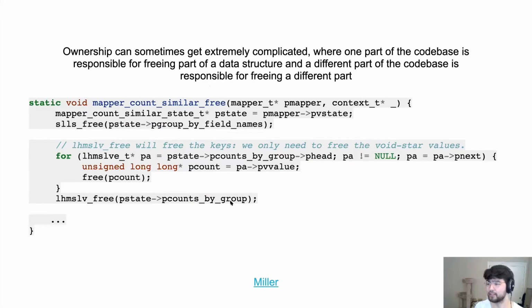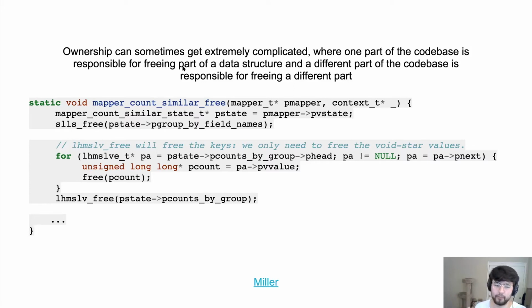And it gets even worse. But this is all good code, by the way, that I'm showing you. It's just that manual memory management gets really complicated. So here we're being passed a dictionary. And it turns out that one part of the code base is responsible for freeing the keys of the dictionary, and a different part of the code base is responsible for freeing the values of the dictionary. It might be the case that we use the dictionary for some time, and then after that, we don't need the values anymore, we only need the keys.